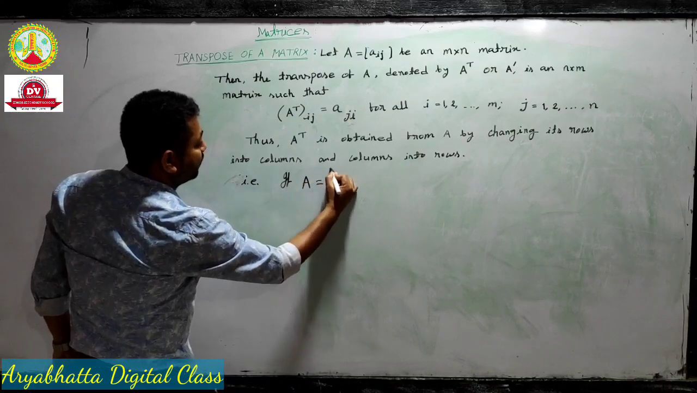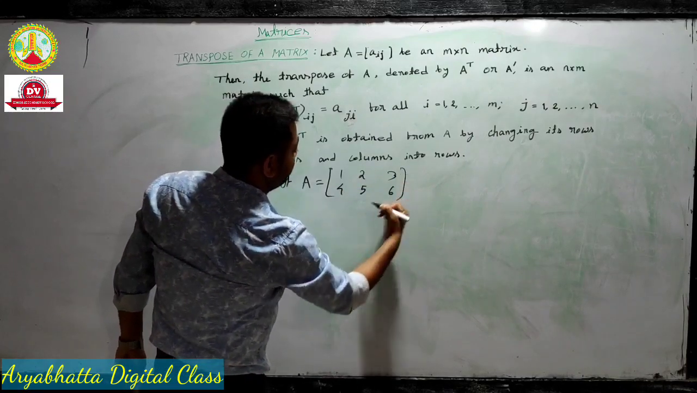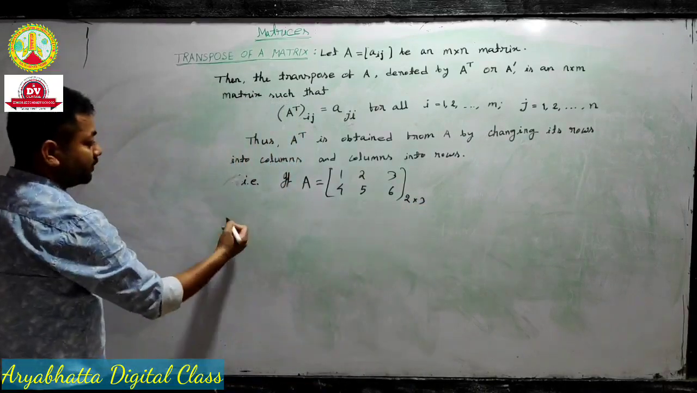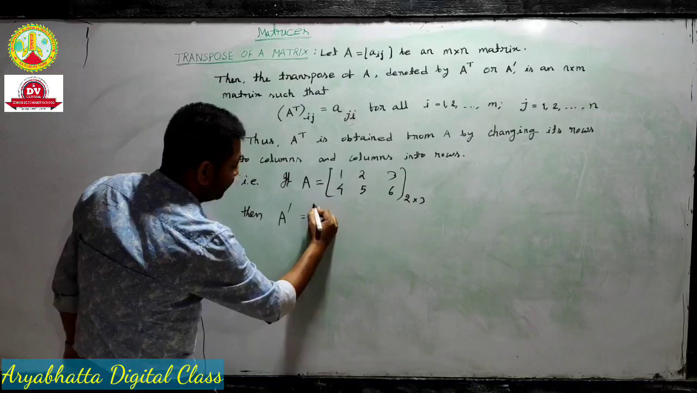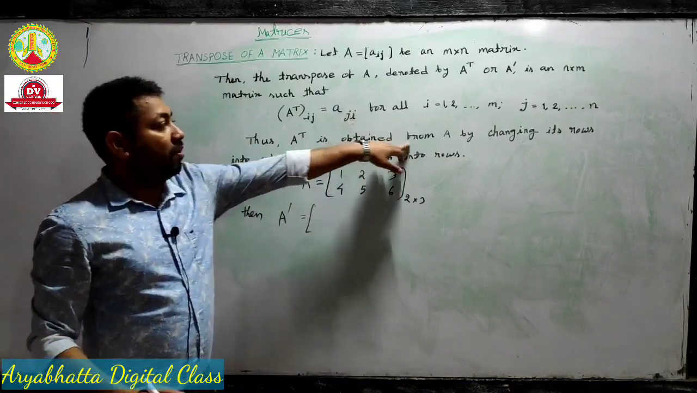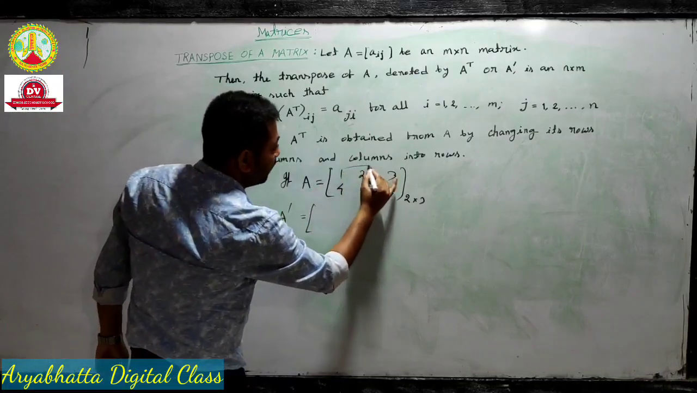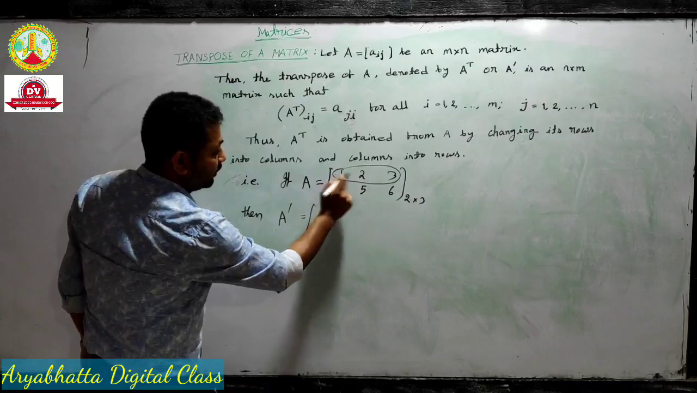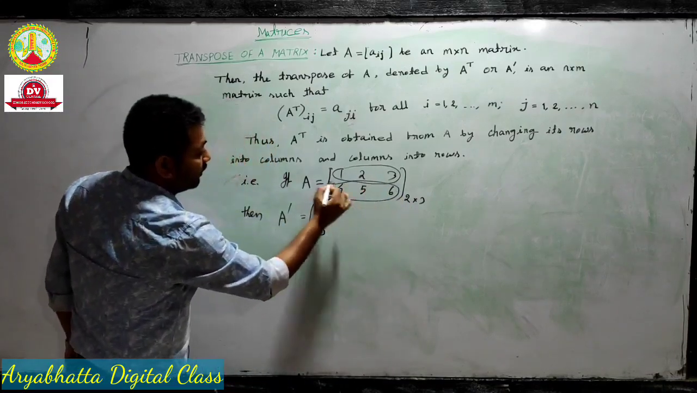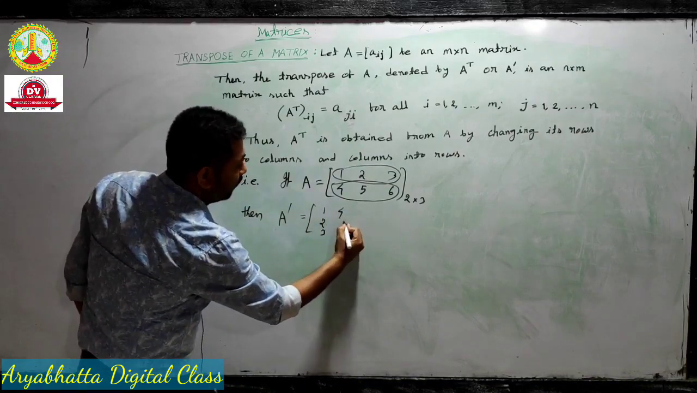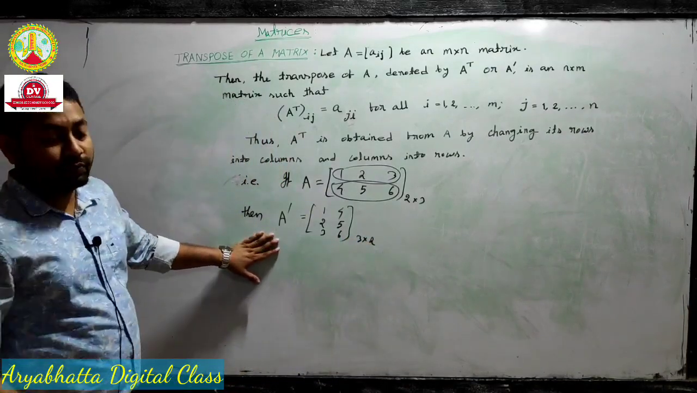if A equal to any matrix 1, 2, 3, 4, 5, 6, a 2 by 3 order matrix, then A dash or A to the power t, the transpose matrix of A, is equal to, we know that A to the power t is obtained from A by changing its rows into columns and columns into rows. Therefore, we change the first row into first column, 1, 2, 3. Next, we change the second row into second column, 4, 5, 6. This is a 3 by 2 order matrix. A dash or transpose matrix of A equal to this.